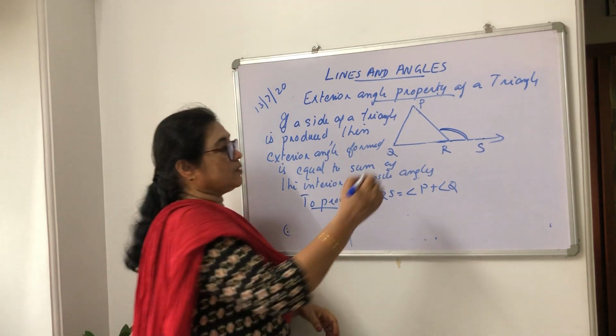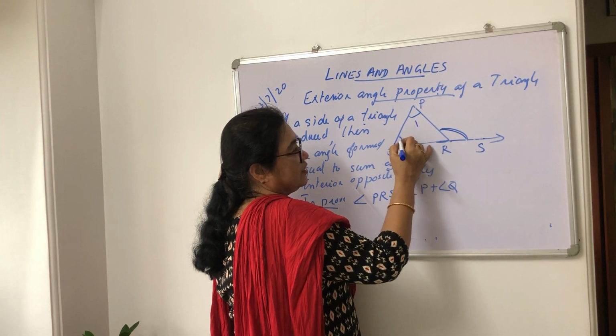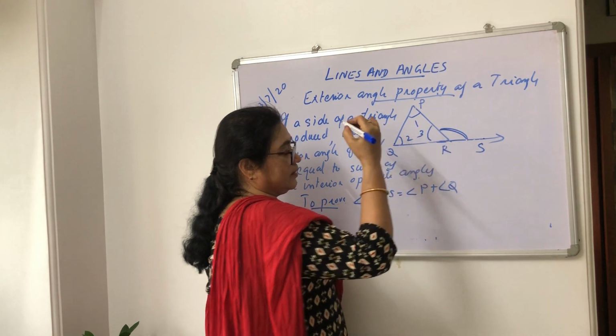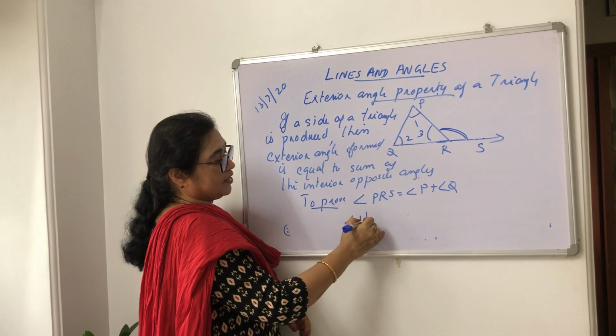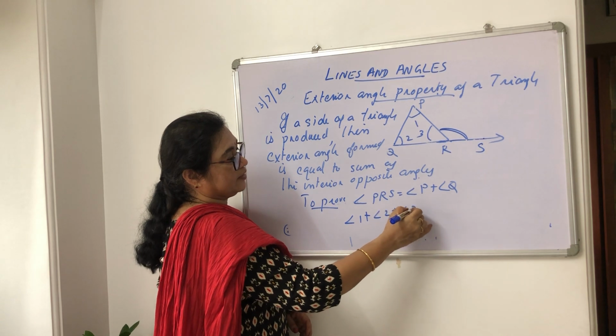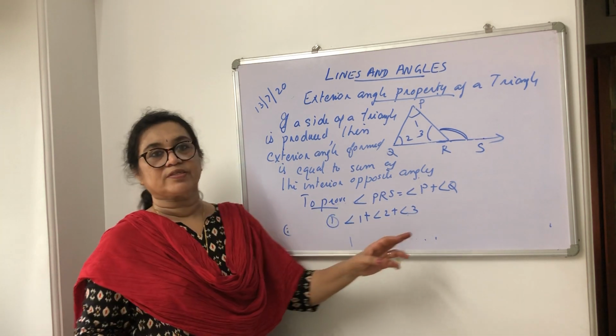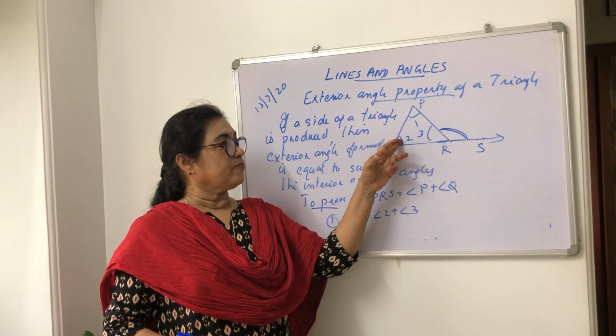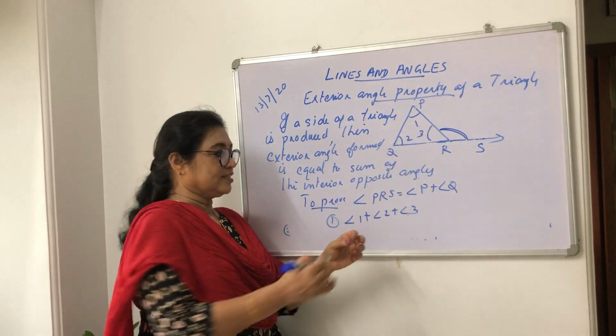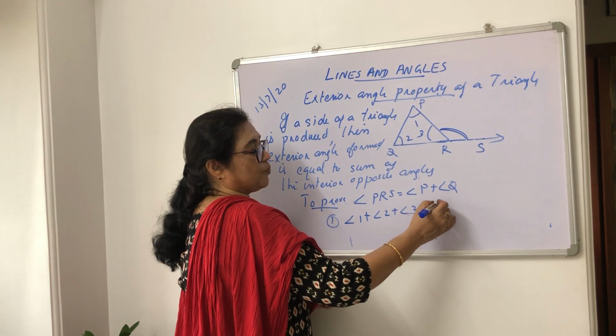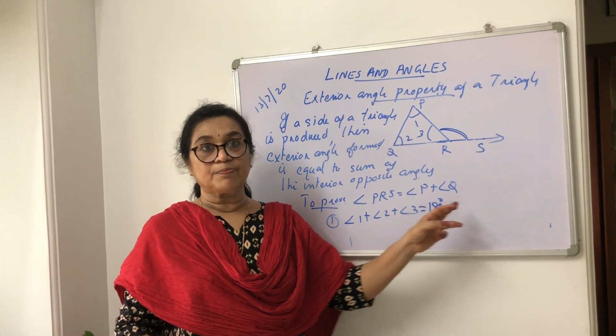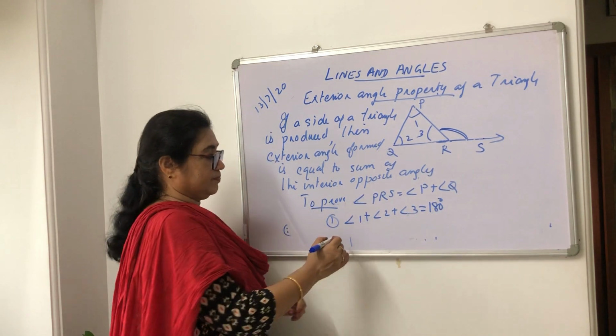Here in this case, suppose I am taking this as angle 1, this as angle 2, this as angle 3. You already learned angle 1 plus angle 2 plus angle 3. What is angle 1 plus 2 plus angle 3? Sum of the three angles of a triangle is 180 degrees. What is this property called? Angle sum property of a triangle.